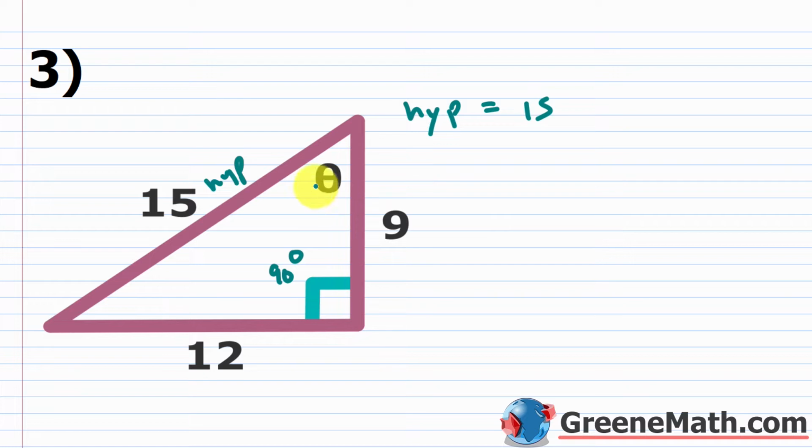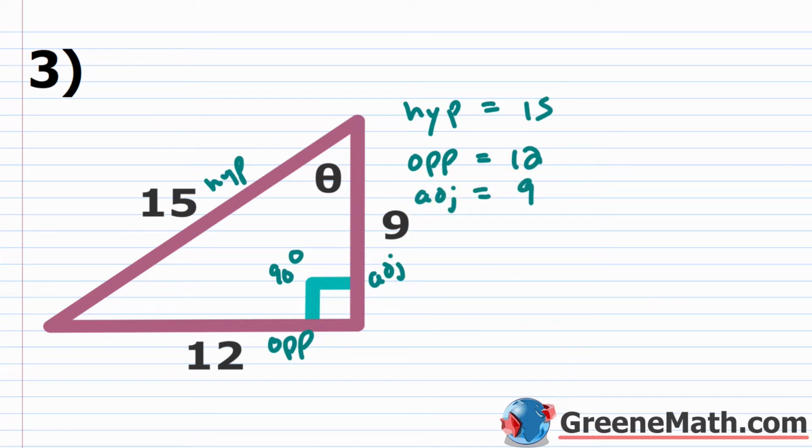Okay. Now we're dealing with this angle theta here. So opposite of that is going to be this guy right here. So this is your opposite side. Let me put that down there. And the length is given as 12. And then the adjacent guy is going to be this guy right here. So maybe I'll write it like this. So ADJ for adjacent. And the length there is 9.